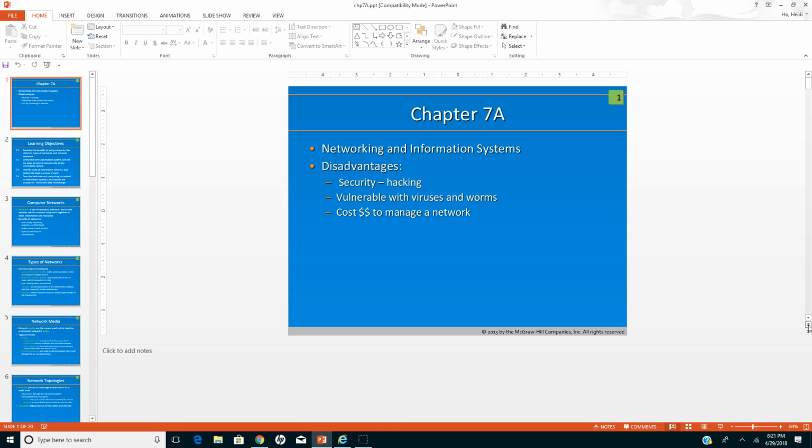Second, networked computers are also vulnerable to viruses and worms. A few years ago, our computer network in the school got infected by worms. It took about 3 to 4 days to fix the problem. Remember, in the school environment, we have about 5,000 computers.